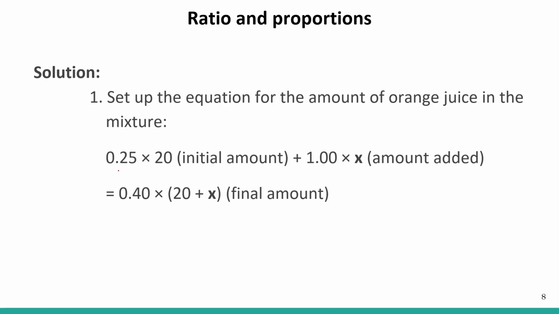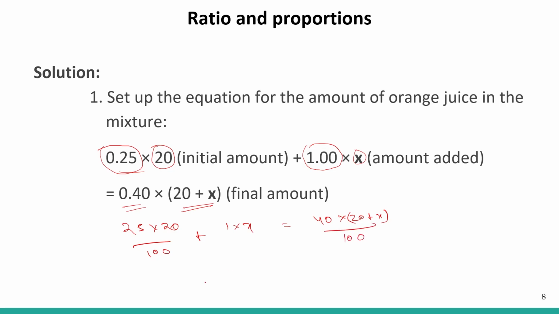We convert it to an algebraic equation. What we have previously is 25% pure orange juice in 20 liters, plus 1 into x, as this amount is 100% pure orange juice with x amount. It will be equal to 40% into 20 plus x. So the word problem has been converted to an algebraic equation: 25 into 20 by 100 plus 1 into x is equal to 40 into 20 plus x whole by 100.